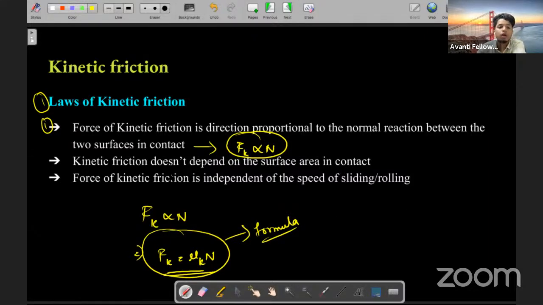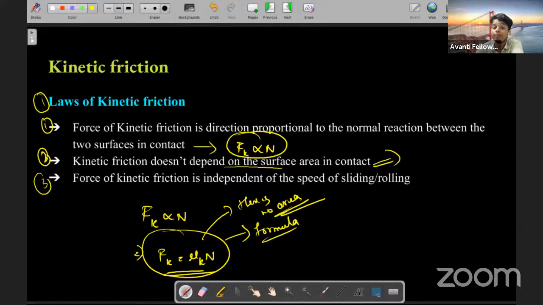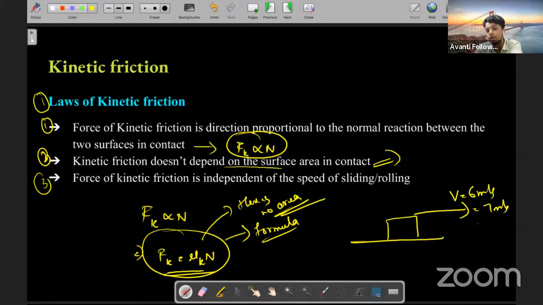Kinetic friction doesn't depend on the surface area in contact. Obviously, because there is no area in the formula, so it doesn't depend on the surface area. And force of kinetic friction is independent of the speed of sliding or rolling. Whatever the speed with which it moves, let it move 6 meters per second, 7 meters per second, 8 meters per second, the value of kinetic friction will always be constant.